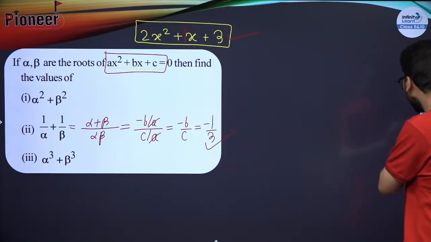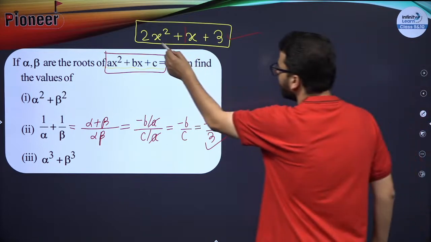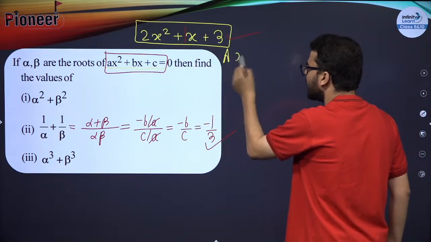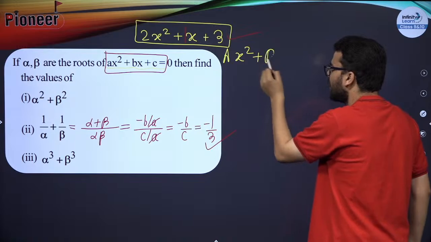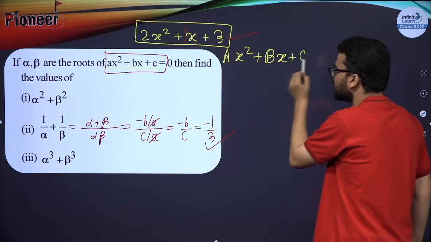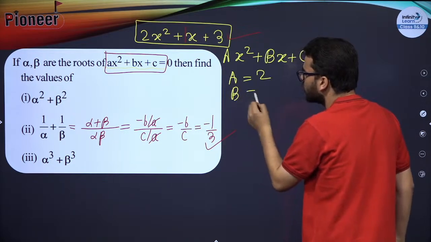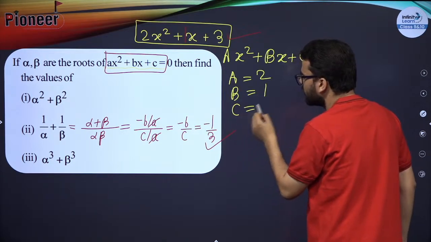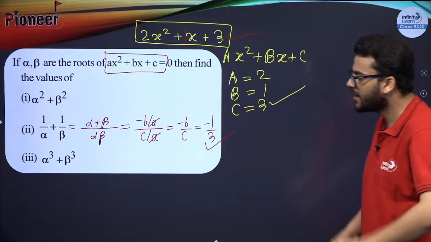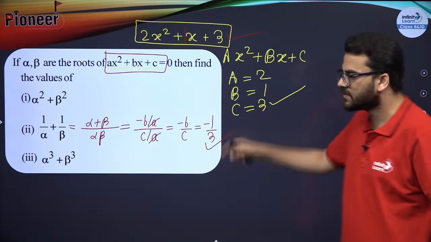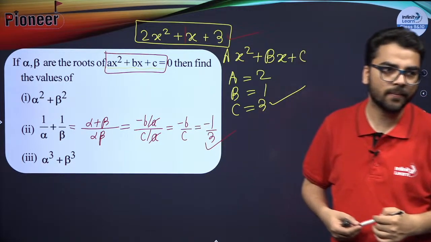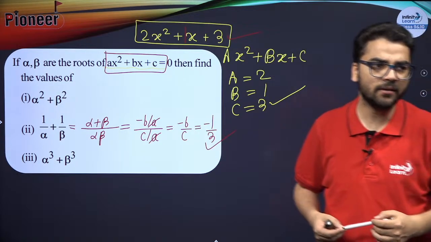I hope you understand what is a, b and c, because if you will compare this polynomial with the standard form of a quadratic polynomial, that is ax square plus bx plus c, you will say that a is equal to 2, b is equal to 1 and c is equal to 3. I hope it is clear to everybody. So minus b by c is the answer, that is minus 1 by 3. Any doubt in this?